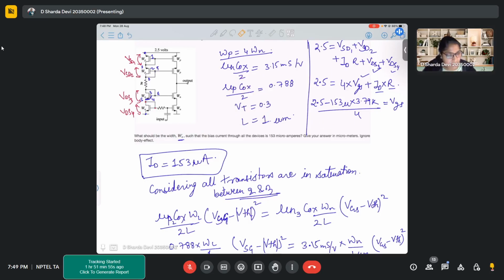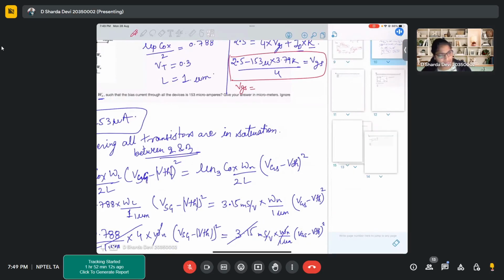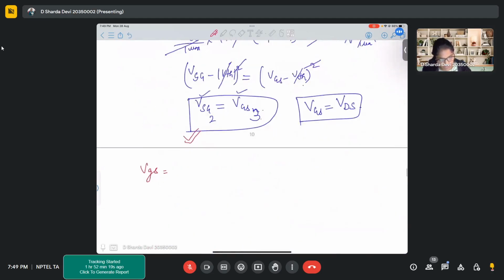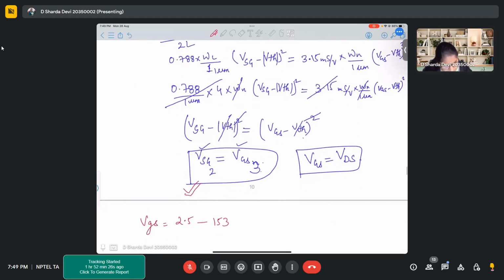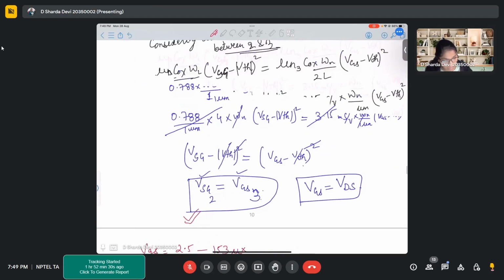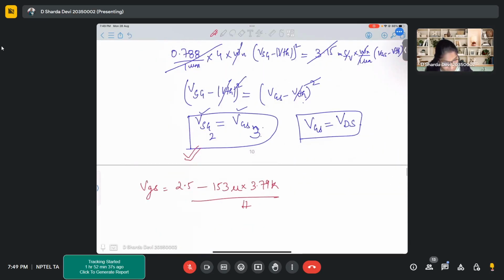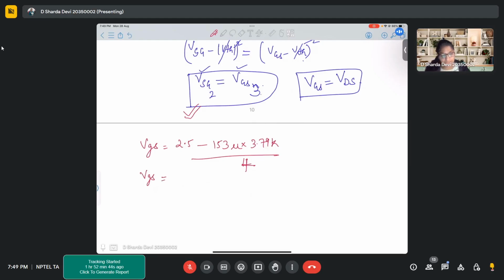Now here we have got this value of VGS. How much is the value of VGS that we are getting? You can calculate. Now once we are done with calculating VGS from here, the next thing that we can do is see, VGS is 2.5 minus, sorry, 153 micro into 3.79K by 4. How much is this value? What is the value of VGS? Yeah, calculate and let me know.